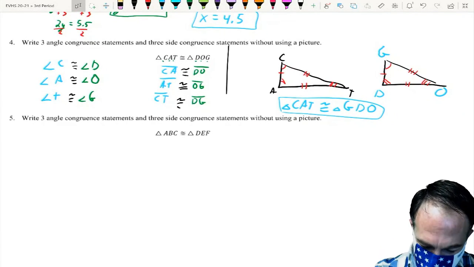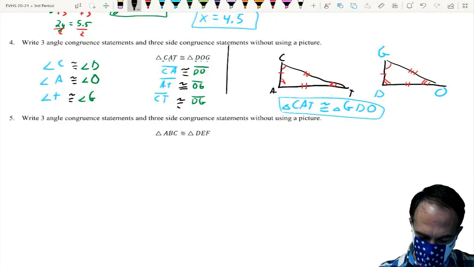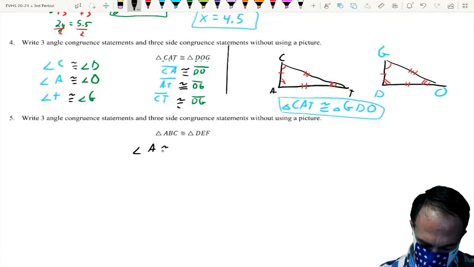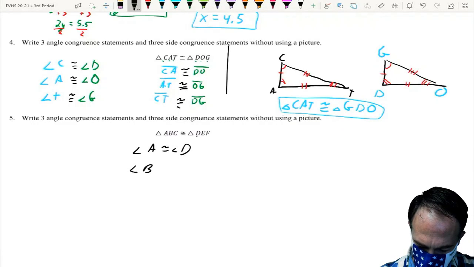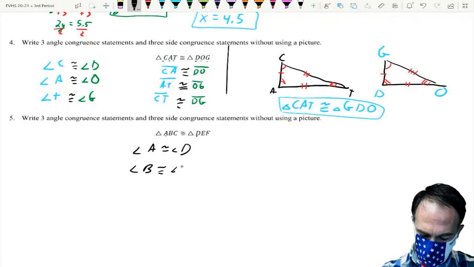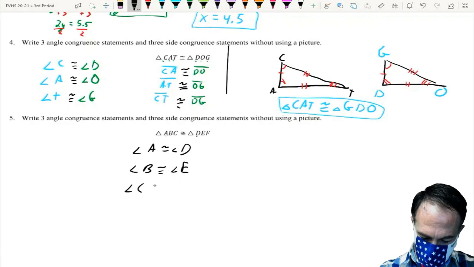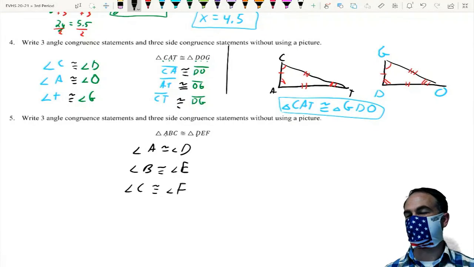Okay, number 5 is very similar to number 3. Angle A, position 1, congruent to D. Angle B, position 2, will be congruent to angle E. And then the last one, C, is congruent to angle F, position 3.